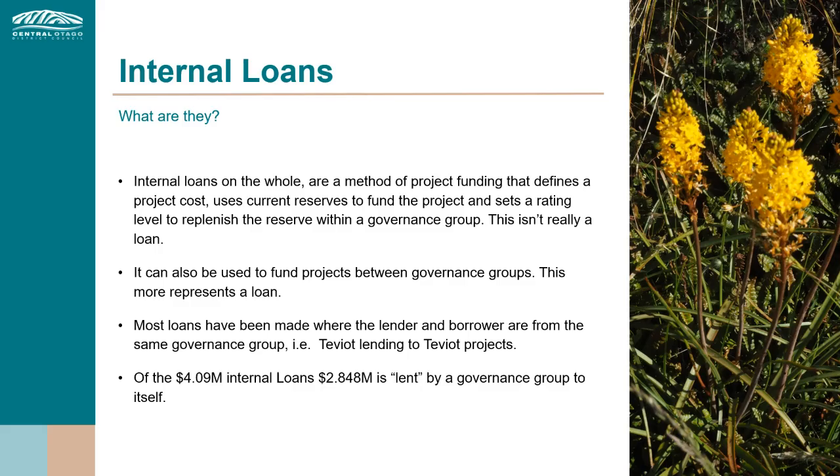It can also be used to fund projects between governance groups. So there are examples where Cromwell, for argument's sake, effectively lent money to fencing, or they lent money to the Three Waters activity. We also have an instance, in relation to the swimming pool, we all know about it, where the general reserve from Teviot lent to the Roxburgh swimming pool reserve, not to the swimming pool itself.